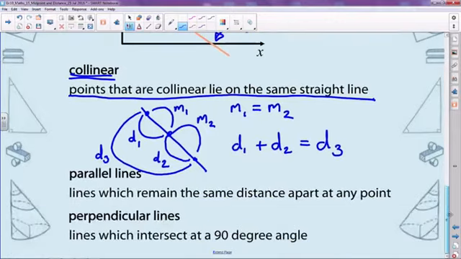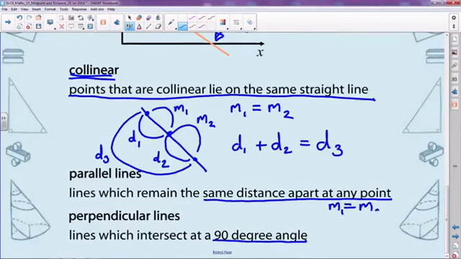Now we also have parallel lines. They remain the same distance apart at any point, so they never ever cross each other. And parallel lines have gradients that are the same. Perpendicular lines intersect at a 90-degree angle.